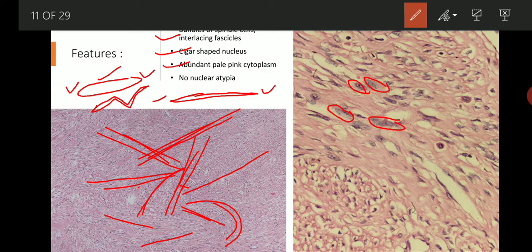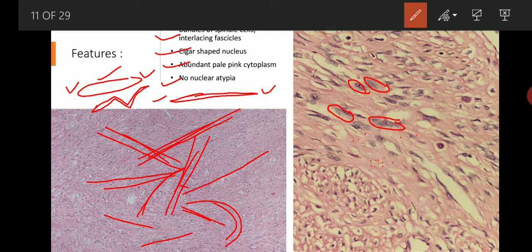They have abundant pink cytoplasm, that's why this tumor is appearing pink. This is all cytoplasm of the cells. The borders of the cells are indistinct, so you are unable to see them. It feels as if the nuclei are floating within a pink background. That's because the borders of the cells are not distinct. And there is no nuclear atypia.